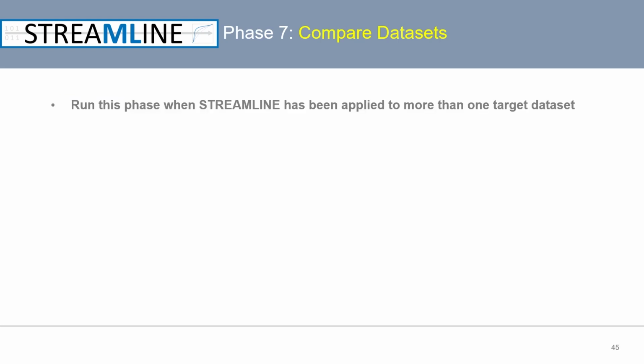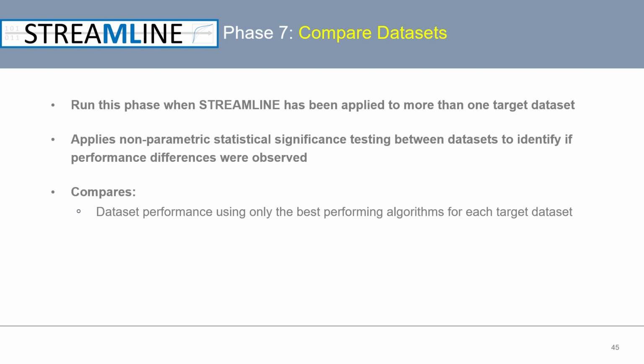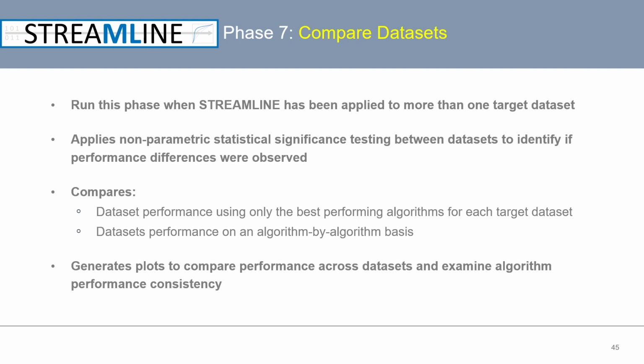This phase should be run when STREAMLINE has been applied to more than one target dataset at once. Similar to the last phase, it applies non-parametric statistical significance testing between datasets to identify if performance differences were observed. This includes comparisons of dataset performance using only the best performing algorithms for each target dataset, as well as comparisons of dataset performance on an algorithm by algorithm basis. This phase automatically generates plots to compare performance across datasets, as well as examine algorithm performance consistency.